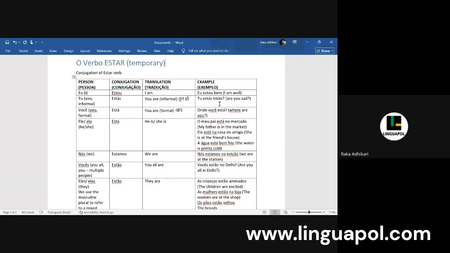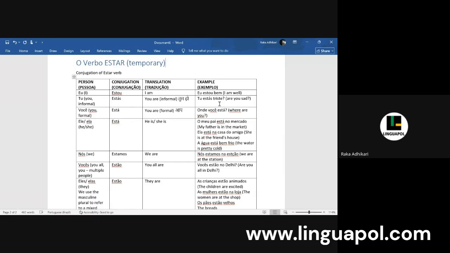Then we have ele, ela, which is third person, he or she. Ela also is está. The conjugation is está. So, o meu pai está no mercado. So, my father here is a third person. We're saying my father is in the market. So, we are using the estar verb because we are talking about location. Next moment, the father can be somewhere else. So, the location can change. That's why we are using the estar verb. Then we have ela está na casa do amigo. She is at the friend's house.